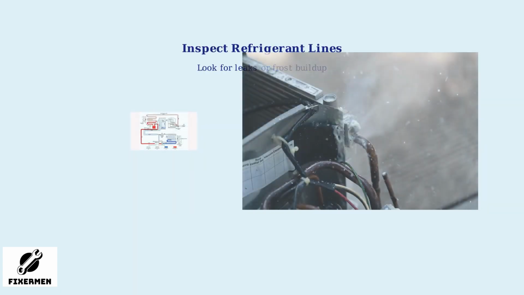Finally, visually inspect the refrigerant lines for signs of leaks, such as frost, oil stains, or hissing sounds. Leaks can lower pressure and cause the compressor to lock out with error code 150. If you spot issues, note them for the technician.